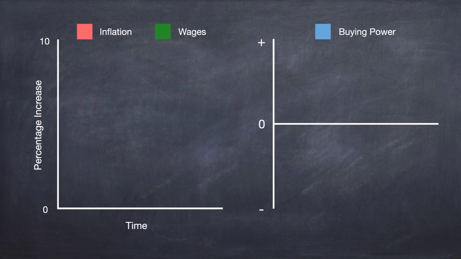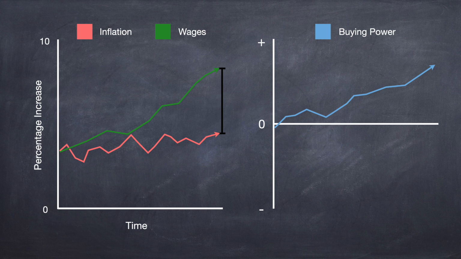Let's look at another example here, and let's say inflation goes like this, but your wages go like this. When this happens, your buying power will look like this, because the gap between inflation and wages got much larger, which means your buying power actually went up over time.